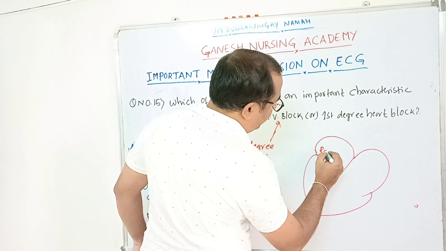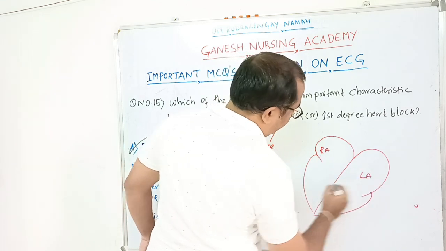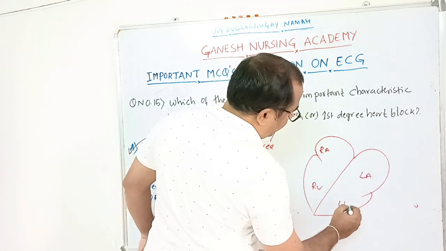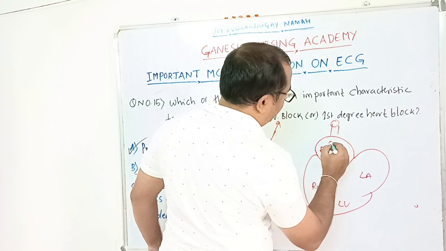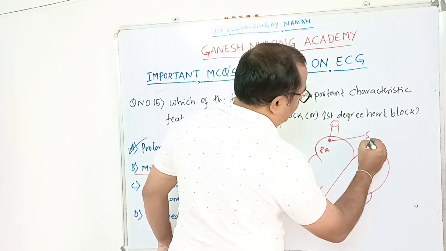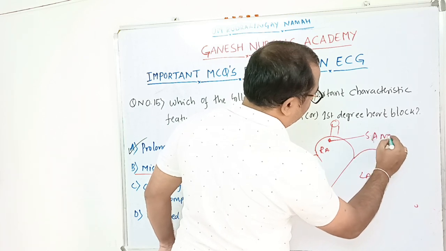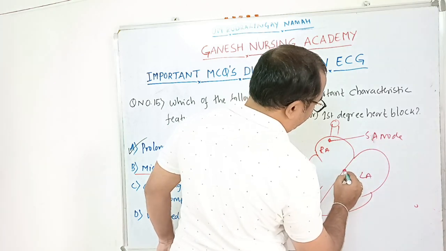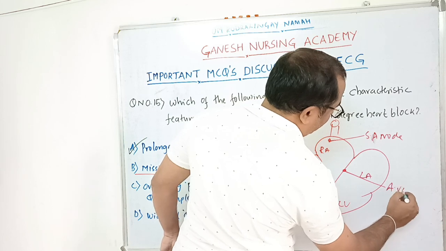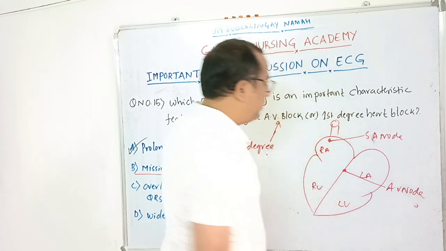This is the right atrium, left atrium, right ventricle, left ventricle, superior vena cava, SA node. This is the AV node. Usually, normally, what happens here?